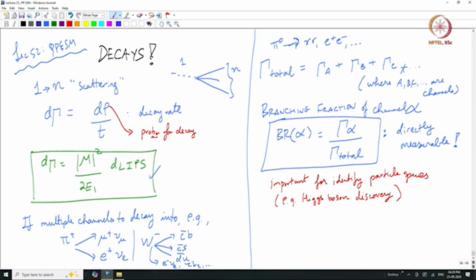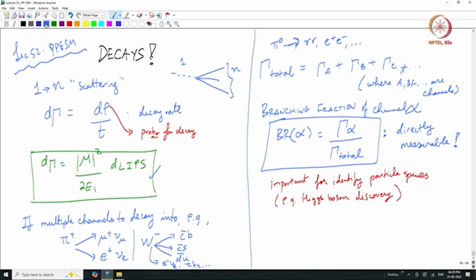All right. So in your assignments there will be one or two questions based on these branching fractions. It's a very simple notion, right? Okay, so let's look a little bit more at how the decay rates go.